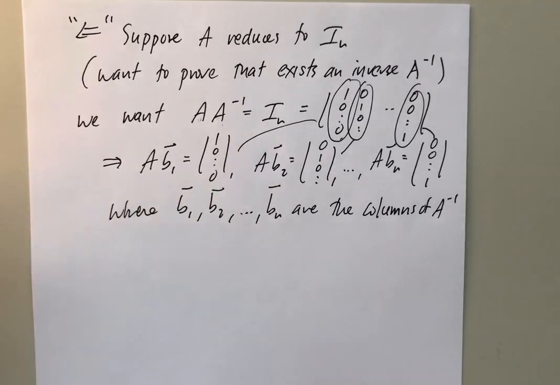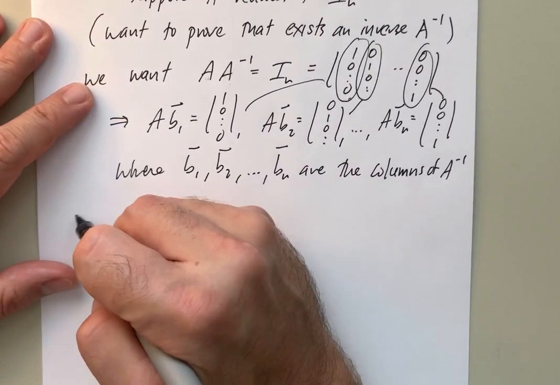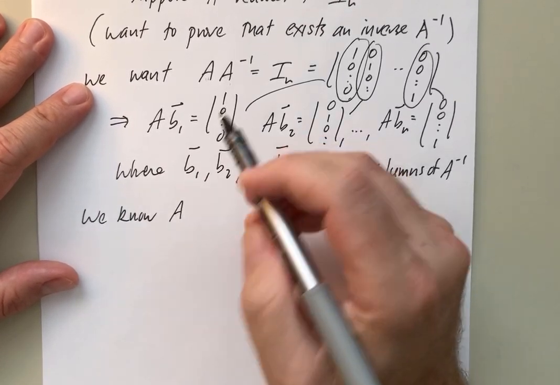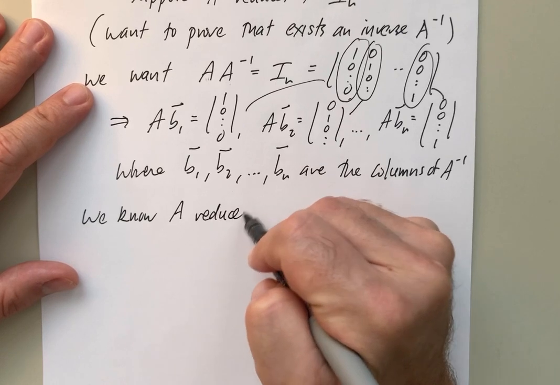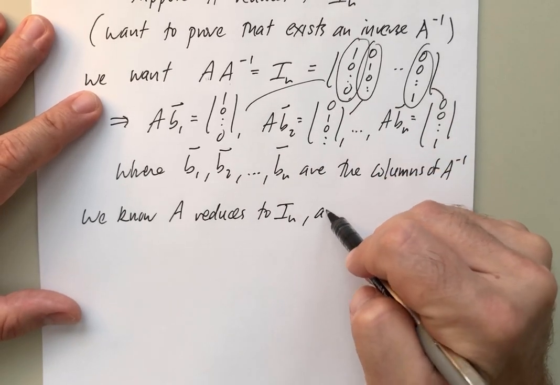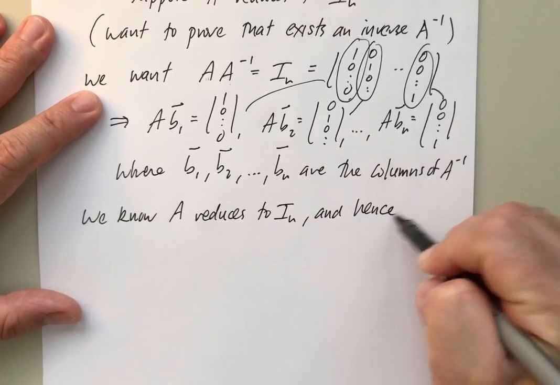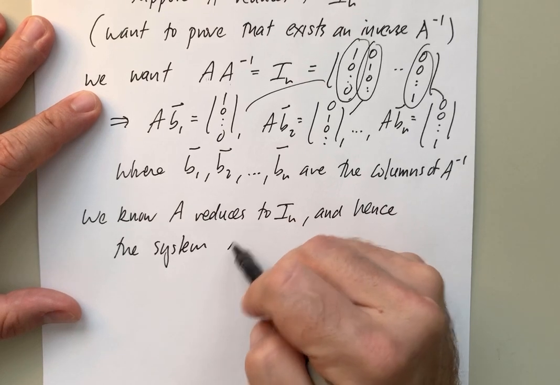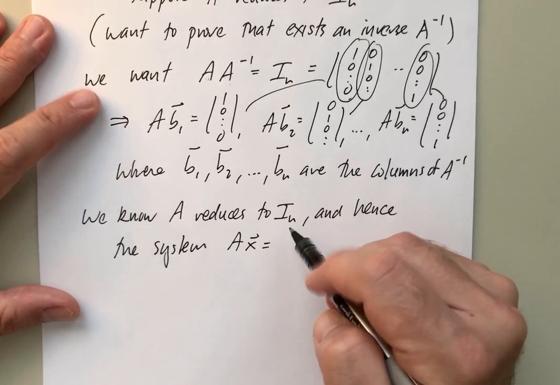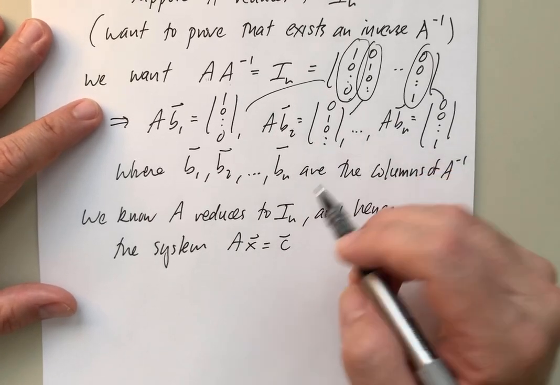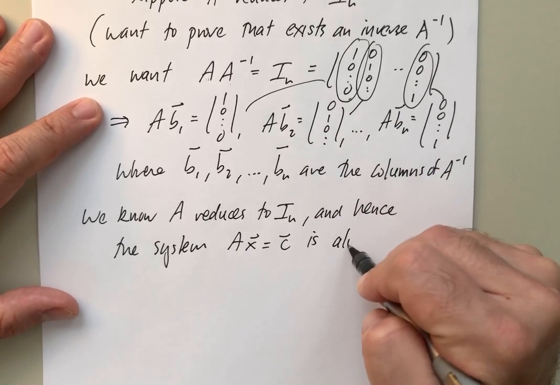Okay, well, what do we know now? We know that A reduces to In, and we want to show it's invertible. Hence the system AX equals whatever, I'll call it C, is always consistent.